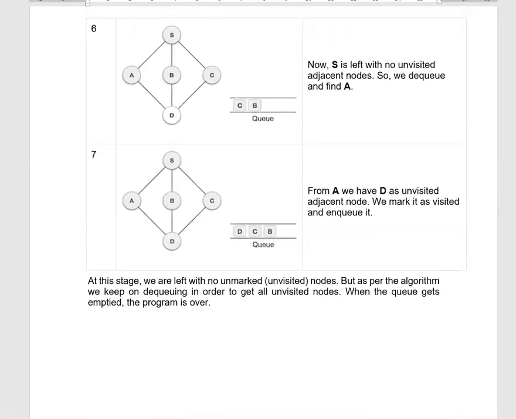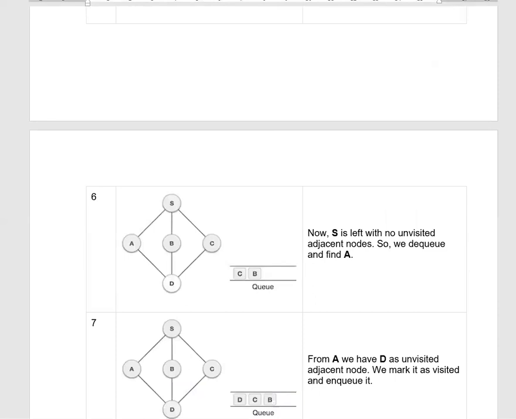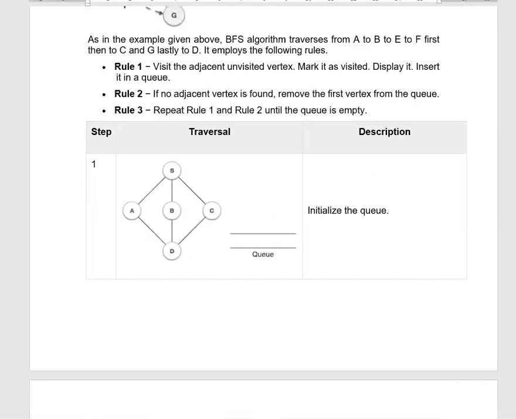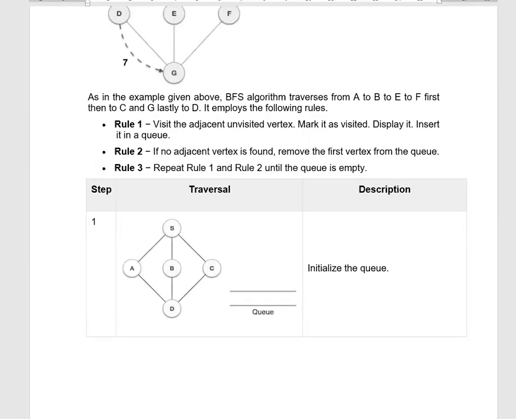So basically we find all the vertices, we traverse all the vertices. So at this stage we are left with no unmarked nodes, but as per the algorithm we keep on dequeuing in order to get all unvisited nodes. When the queue gets empty, the program is over and we get a sequential list of traversed elements in the graph. So that is known as BFS.